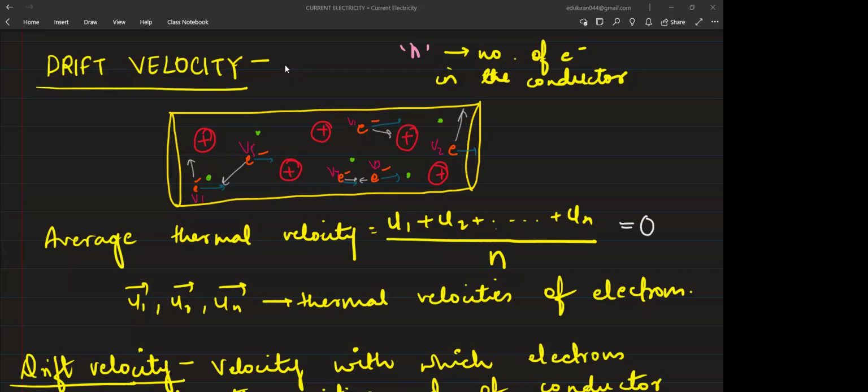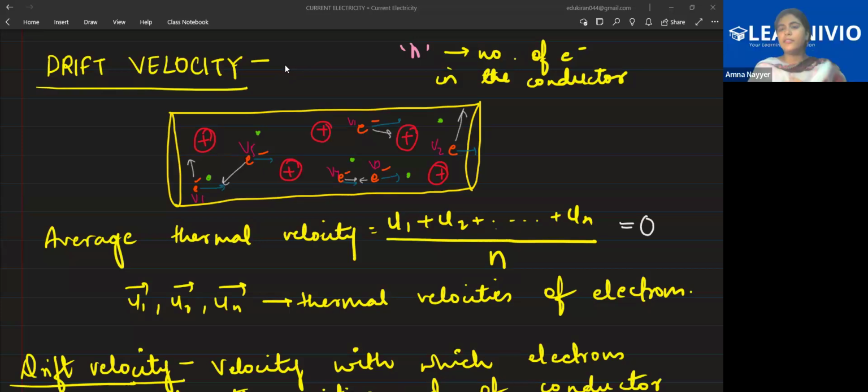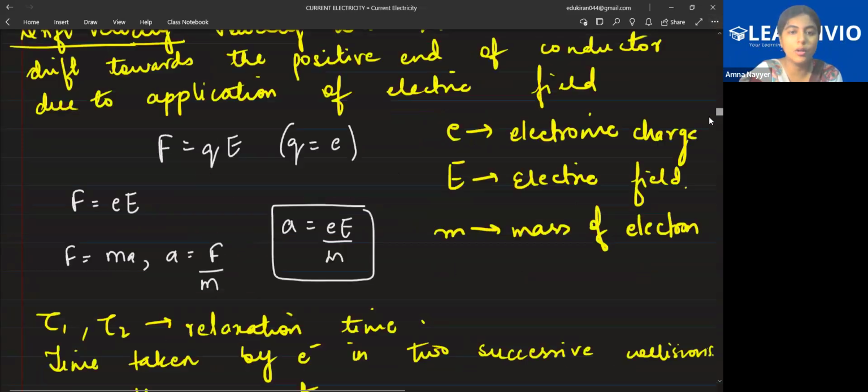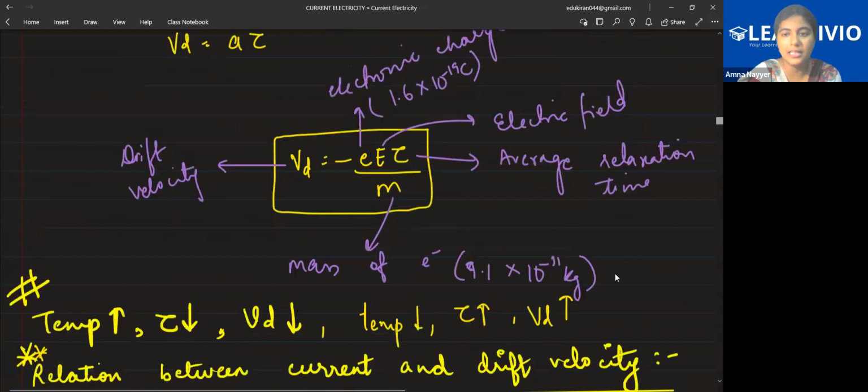Yes, ma'am. Okay. So we were studying drift velocity in current electricity. Drift velocity is the average velocity with which all the charges drift towards the positive terminal. We had seen the formula also, minus eE tau by m. Now, there are a few things in drift velocity which we couldn't complete in the last class.